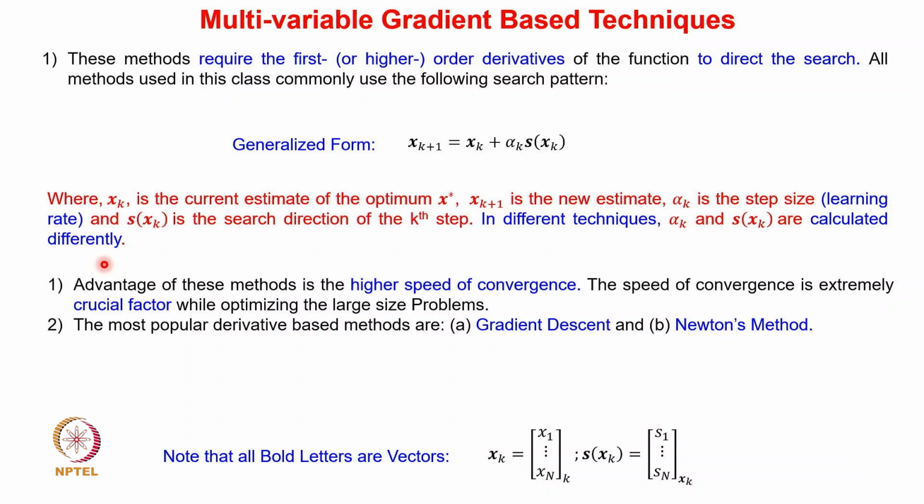What is the advantage of these gradient based methods? The advantage is they have a higher speed of convergence. Again, the speed of convergence is an extremely crucial factor while optimizing large size problems. In large size problems, you have a limited computational budget, limited computational resources available, and within those resources you have to optimize your process. In such cases, if your optimization method has a higher speed of convergence, you can get the optimum solution in fewer iterations.